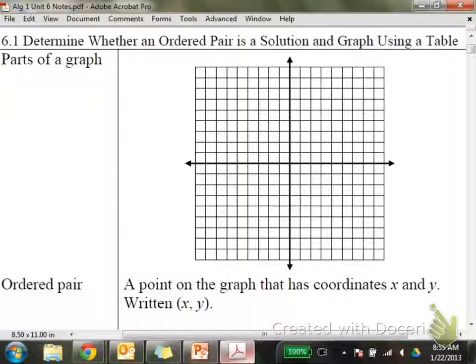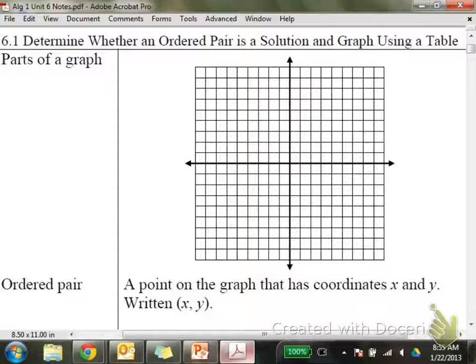Okay, so 6.1, we are determining whether an ordered pair is a solution, and we are graphing using a table. So we are doing two things here. The very first thing we have to do is label the parts of the graph. See those two long lines that make a cross across the graph? Those are the x and y axis. Does anybody remember which one is the x-axis?